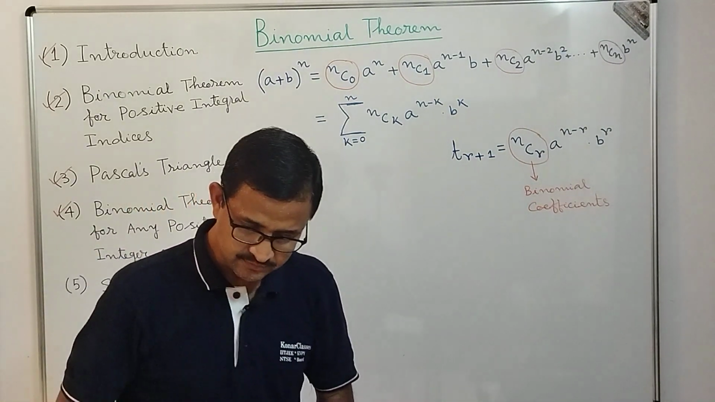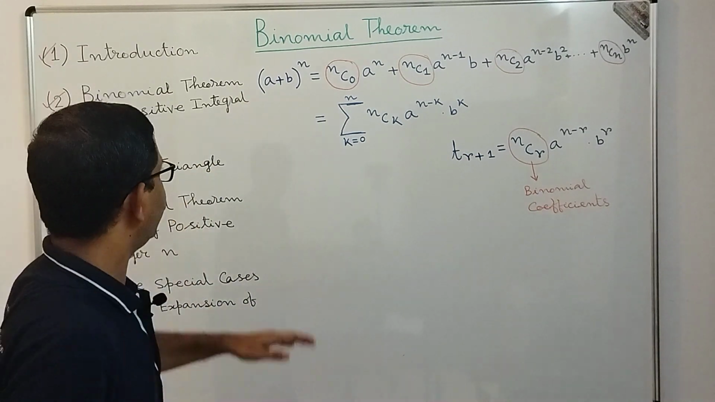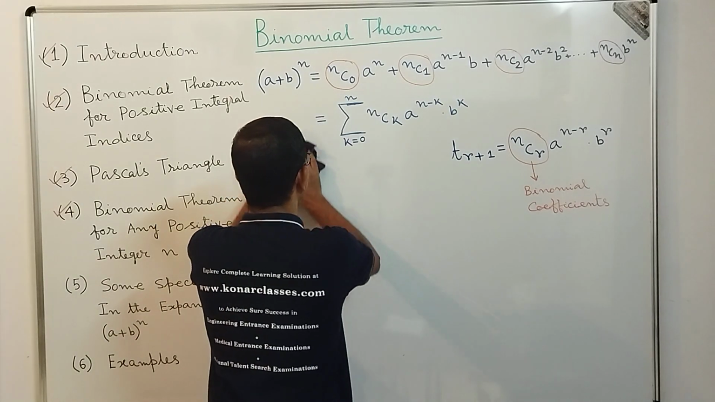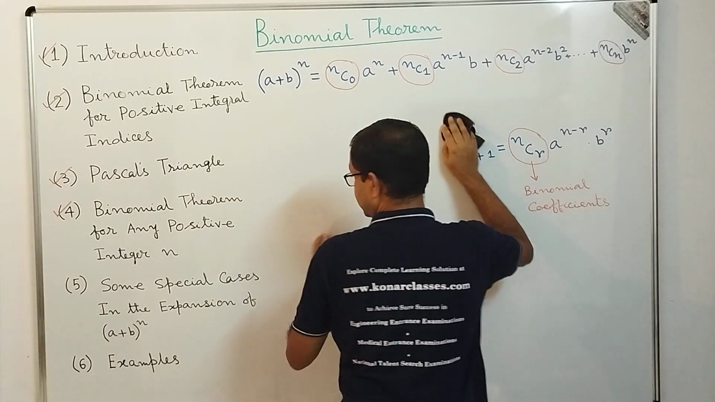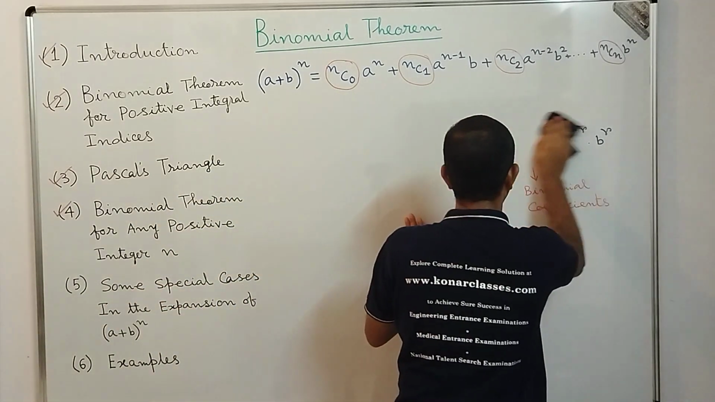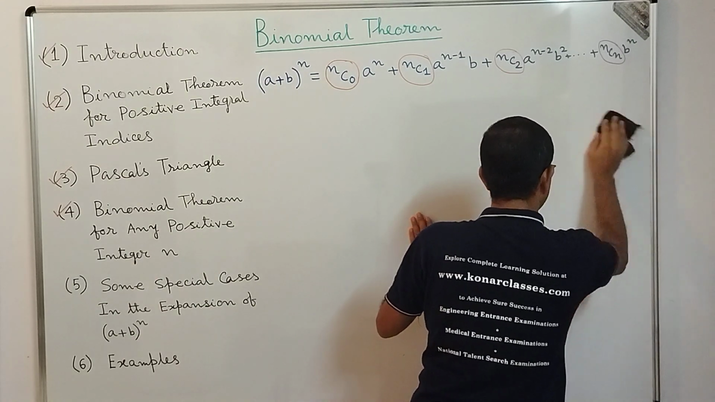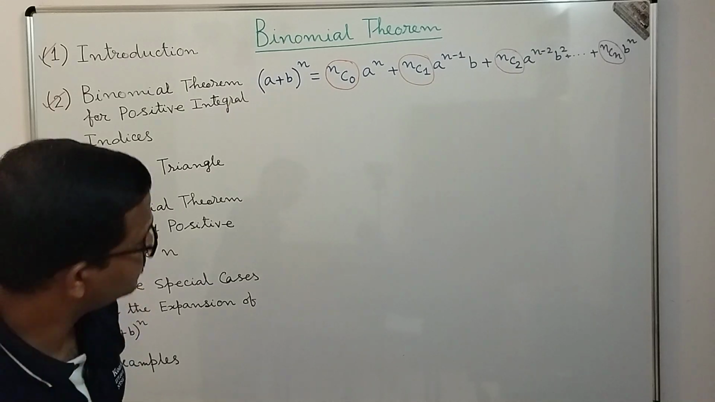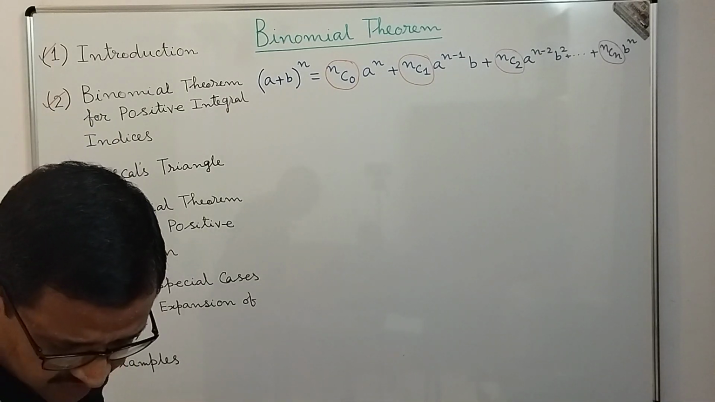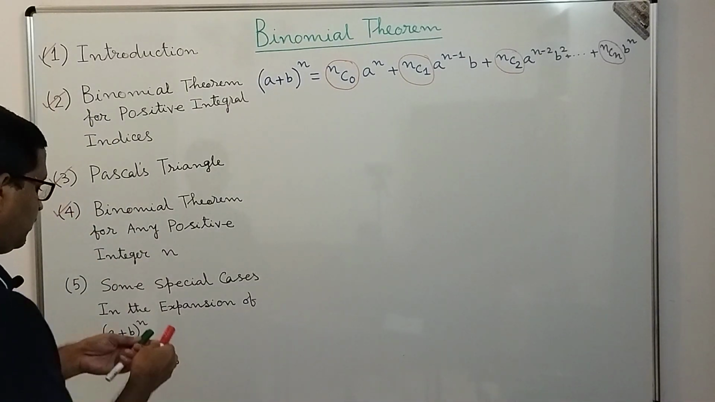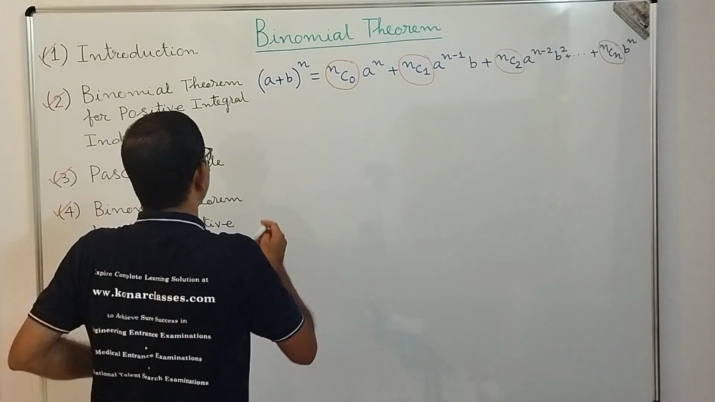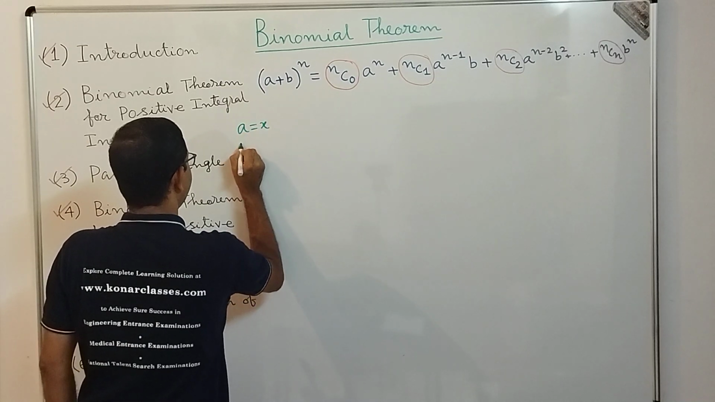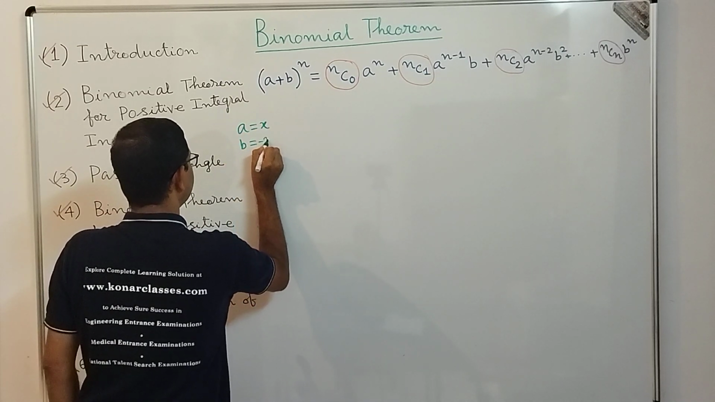Okay. Now dear students, as you know the value of a plus b power n, now let us concentrate on some special cases of the expansion of a plus b power n. What are those special cases? The first one, dear students, is that we want to apply the value of a as x and the value of b as minus y.